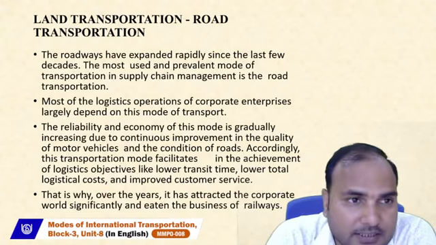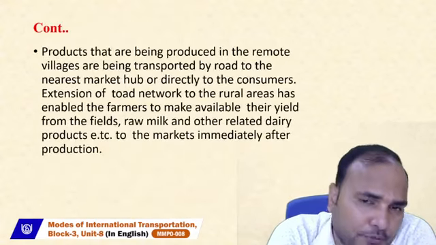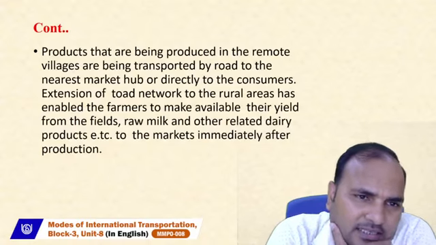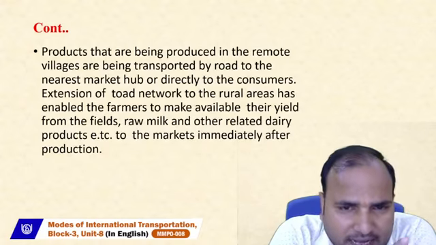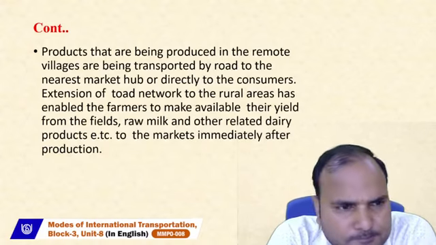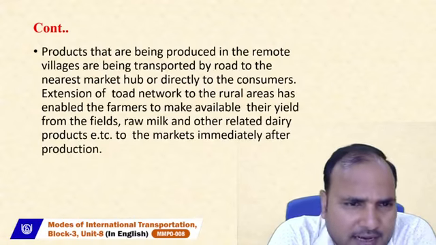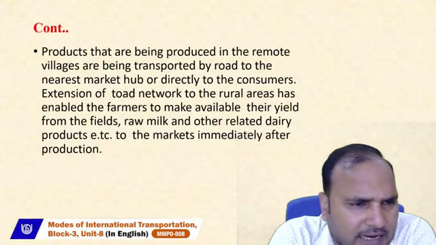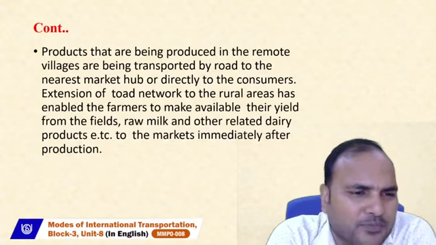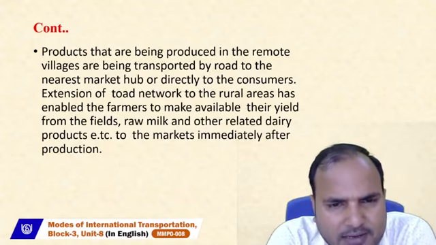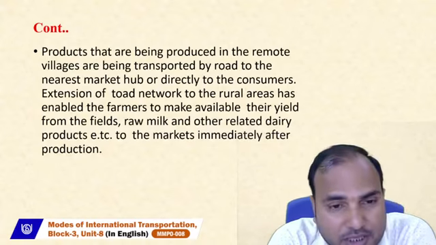That's why over the years it has attracted the corporate world significantly and eaten into the business of the railways. Products from remote villages are transported by road to the nearest market hub or directly to consumers. The extension of the road network to rural areas has enabled farmers to make their yield from the fields, raw milk and other dairy products available to the markets immediately after production.